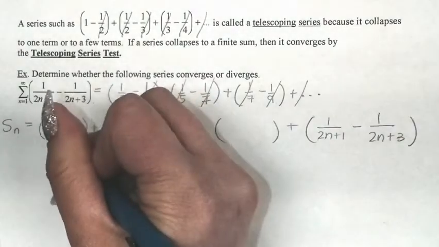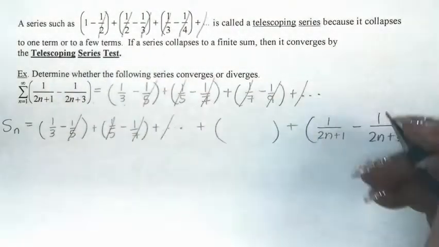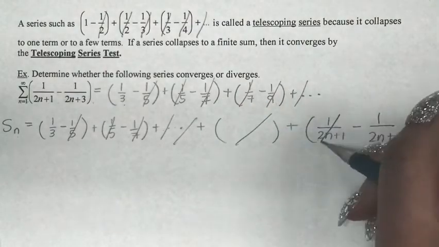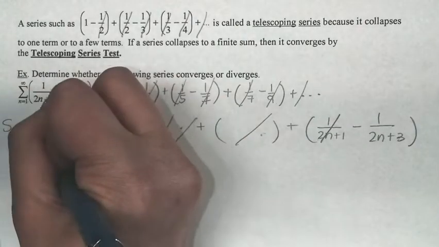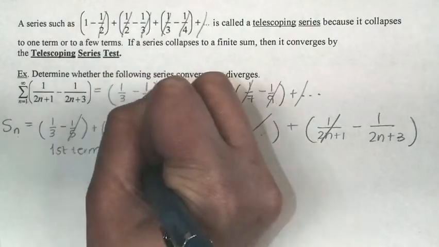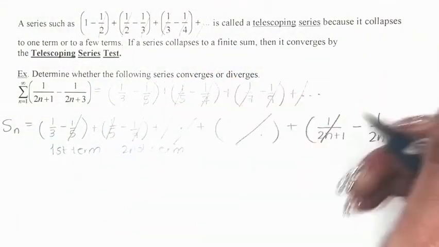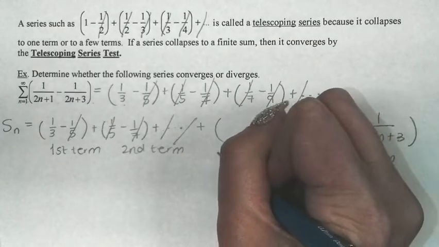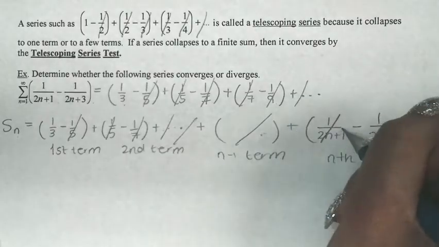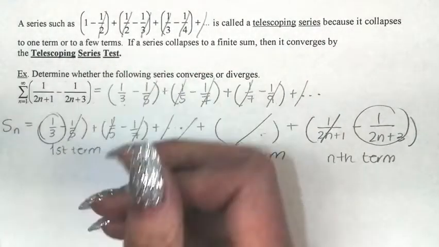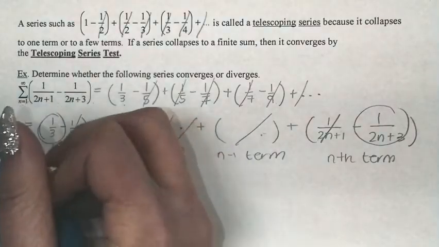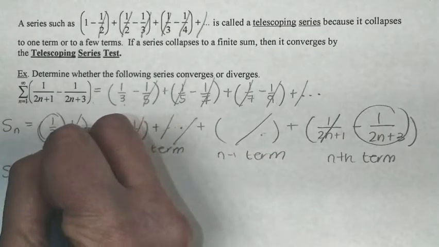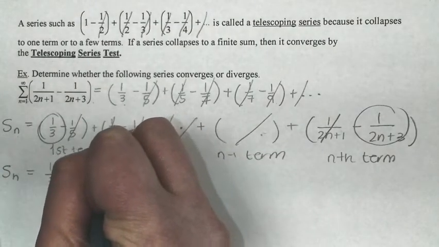So what you can see is this will cancel with something here. If you want to plug another one, this is going to cancel here, and this one will cancel with something here. So this is my first term, this is my second term, and this is my nth term. That part of the nth term is going to cancel with the (n minus 1)th term. I'm going to keep this and this. So the partial sum of the first n terms is 1 over 3 minus 1 over 2n plus 3.